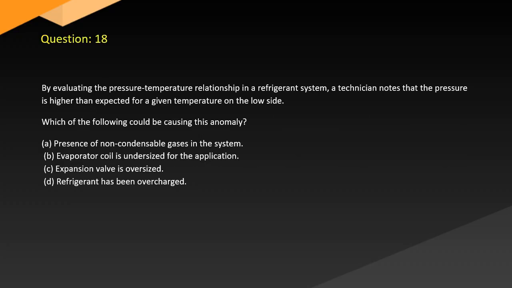Question 18. By evaluating the pressure-temperature relationship in a refrigerant system, a technician notes that the pressure is higher than expected for a given temperature on the low side. Which of the following could be causing this anomaly? A. Presence of non-condensable gases in the system. B. Evaporator coil is undersized for the application. C. Expansion valve is oversized. D. Refrigerant has been overcharged.